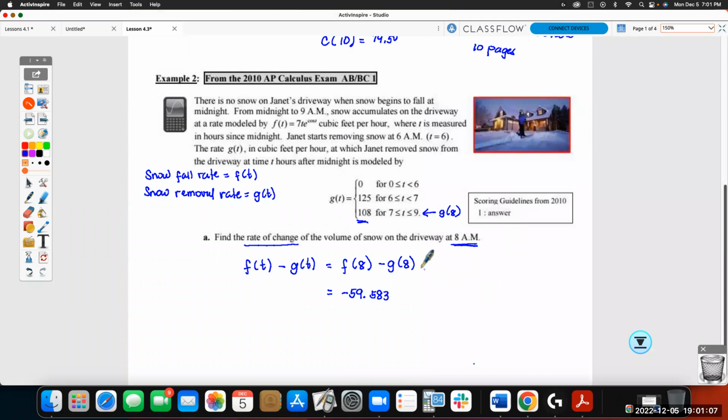The unit here is cubic feet per hour. So what does this mean? This means that the volume of snow is decreasing by this amount, per hour.